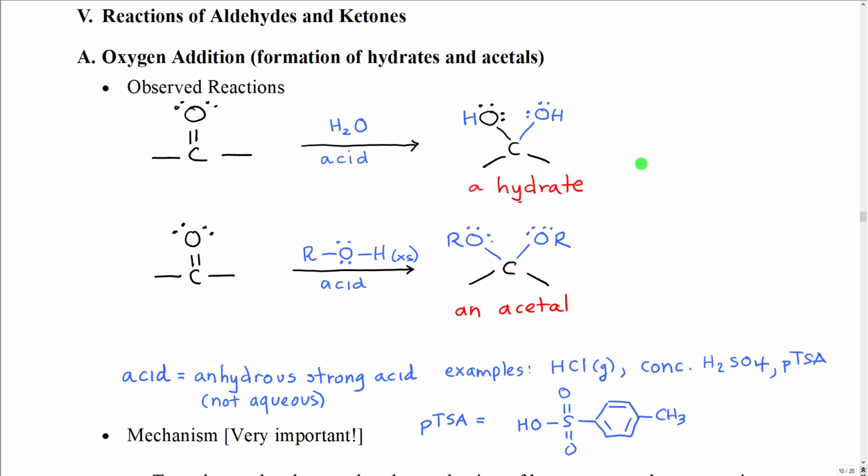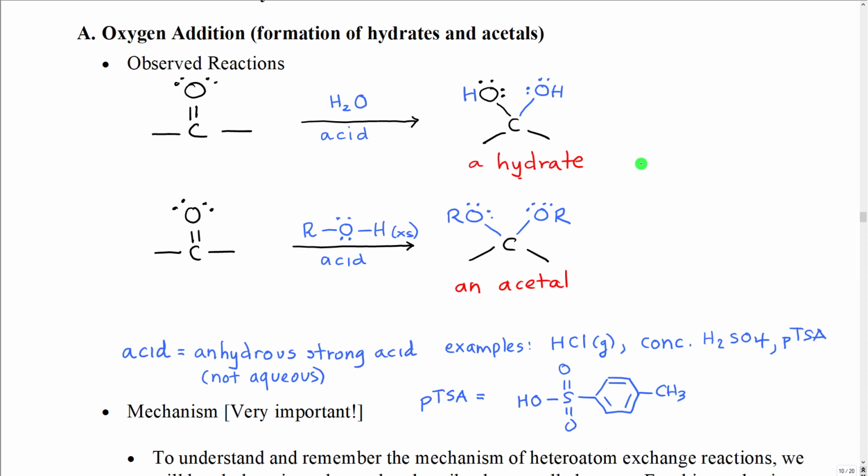We're going to start by looking at a reaction where the carbonyl oxygen is replaced by other oxygens. This forms what are called hydrates and acetals. We have two observed reactions in this section. The first one is a reaction where the carbonyl absorbs water. This proceeds by mixing the carbonyl with water and acid, and it forms a molecule which looks like this, where the carbon atom of the carbonyl is now connected to two OH hydroxyl groups.